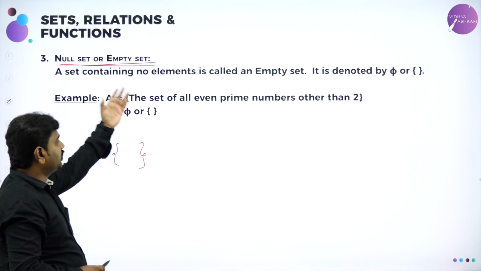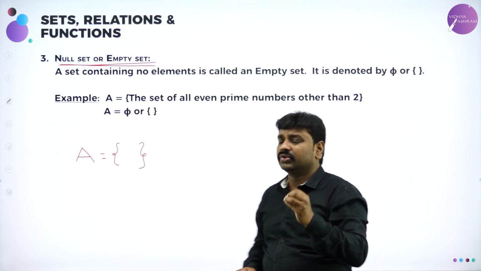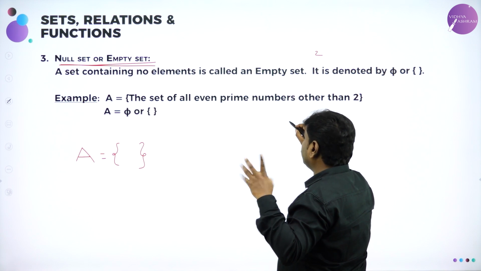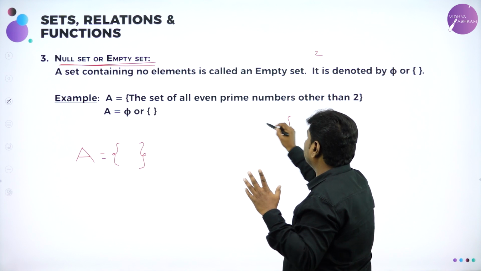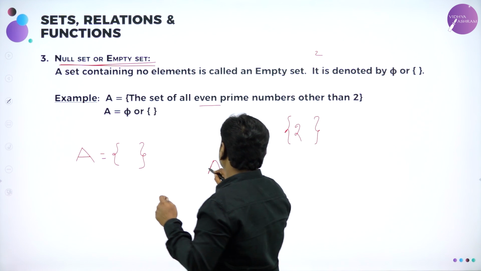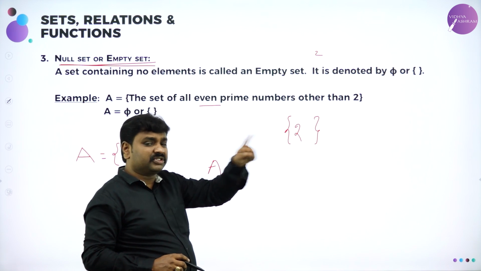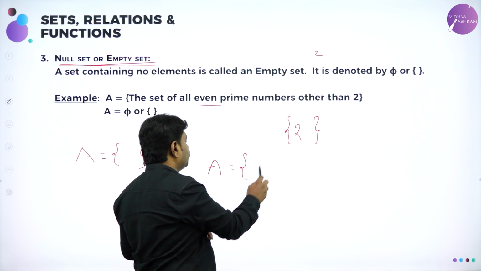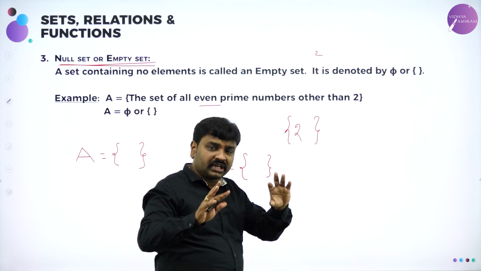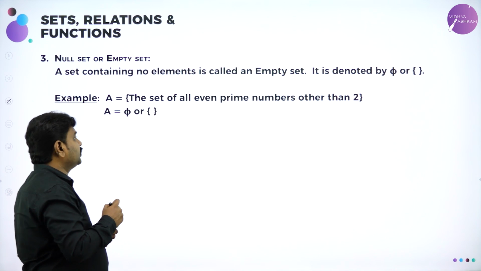For example, the set of all even prime numbers other than 2. The only even prime number is 2. Other than 2, we don't have prime numbers which are even. They want you to write a set of all even prime numbers other than 2. Do we have any? No. So that's it. Like that, we can define so many sets where elements are not possible. We say null set.